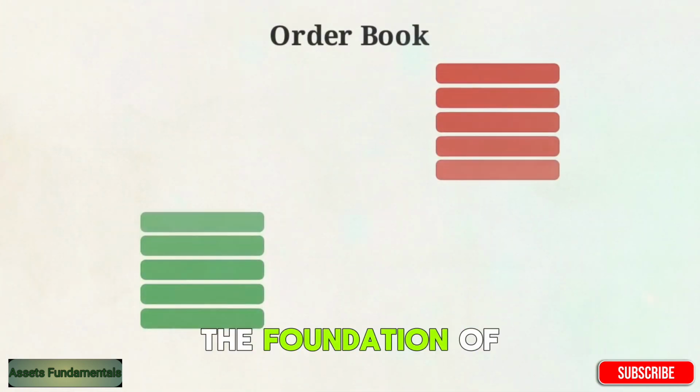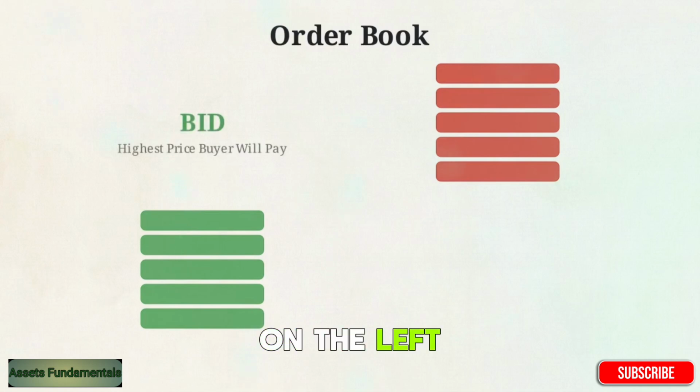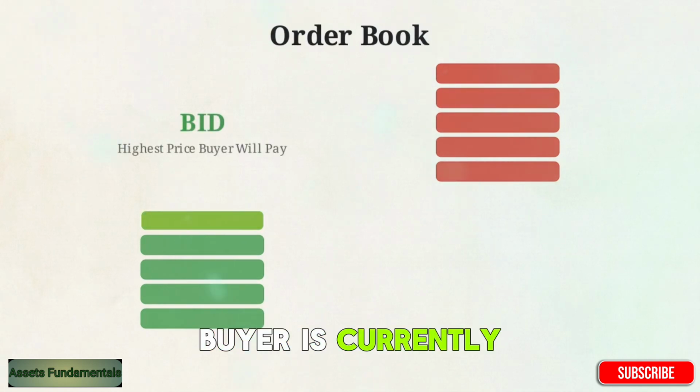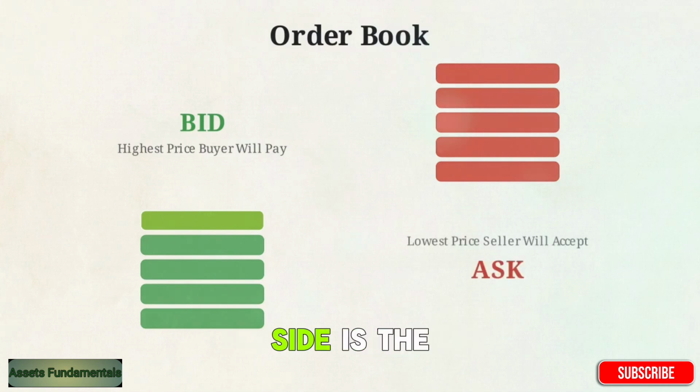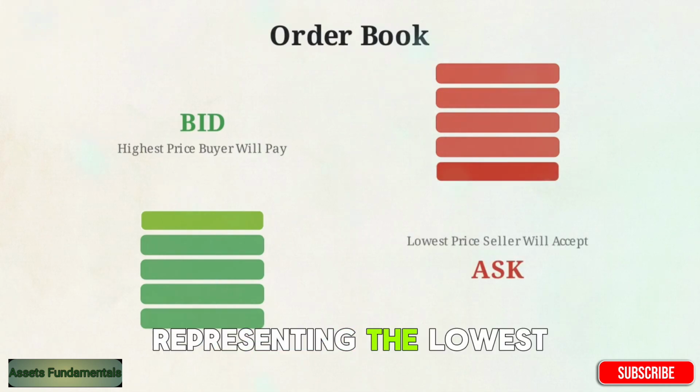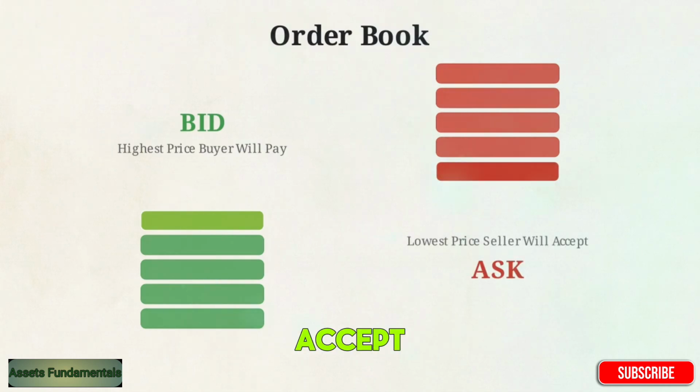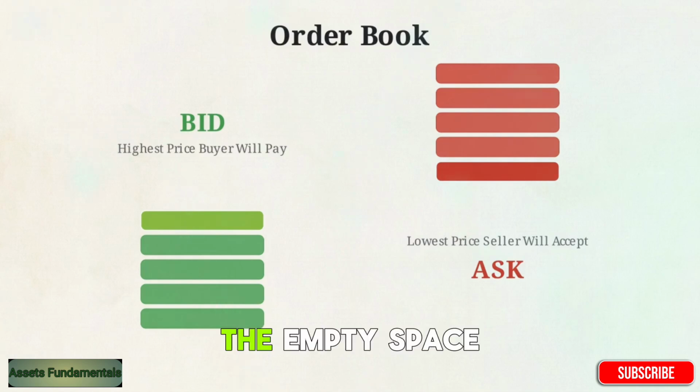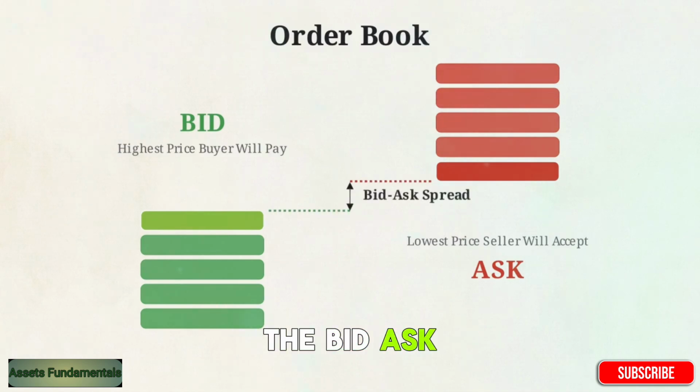This diagram illustrates an order book, the foundation of market mechanics. On the left, we have the bid. This is the highest price a buyer is currently willing to pay. On the opposite side is the ask, representing the lowest price a seller is willing to accept to part with their shares. The empty space between them is the bid-ask spread.